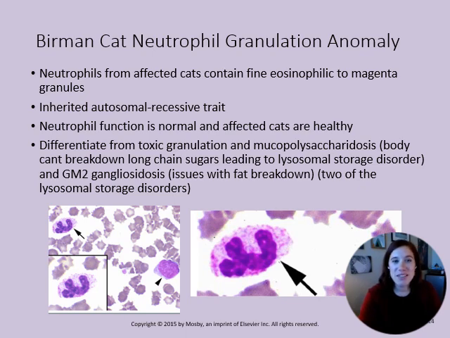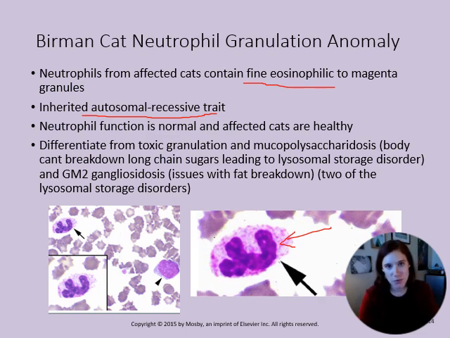Okay, we then have this thing in Birman cats where it's a neutrophil granulation anomaly. Neutrophils from the affected cats contain eosinophilic granulation, and they're going to have a fine point. They're going to be pretty small, and almost magenta in coloration, as we can maybe see from this picture. It is an inherited autosomal recessive trait, thinking back to the dominant and recessive genes. And the neutrophil function is normal, and overall we can see this in healthy cats where they're still going to be affected by it.